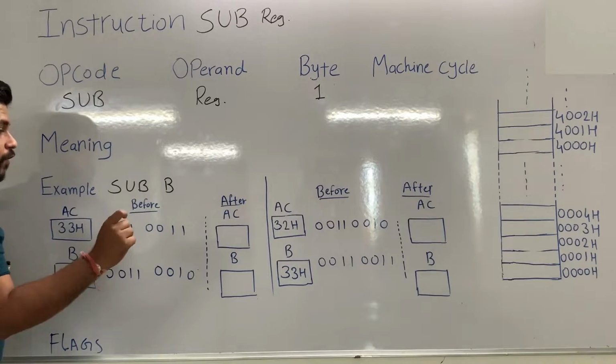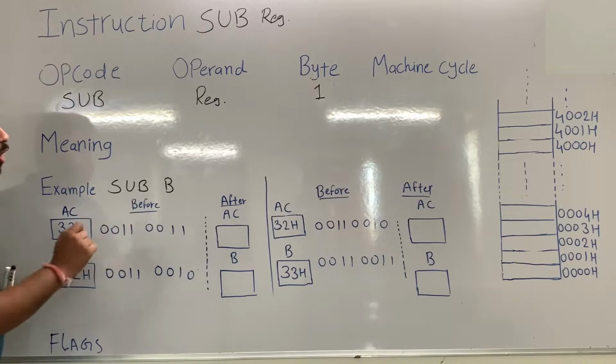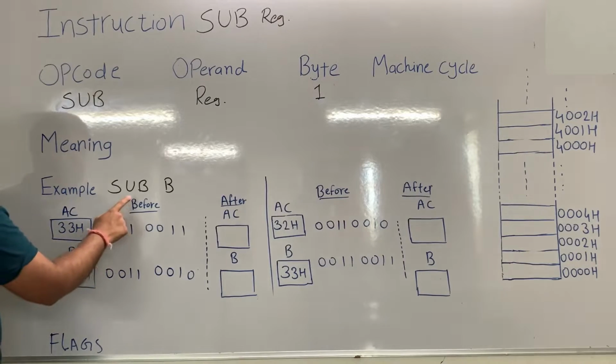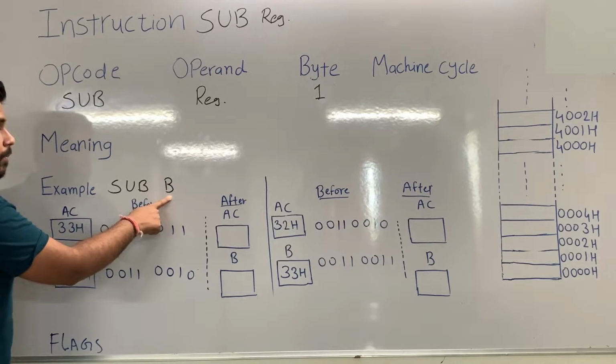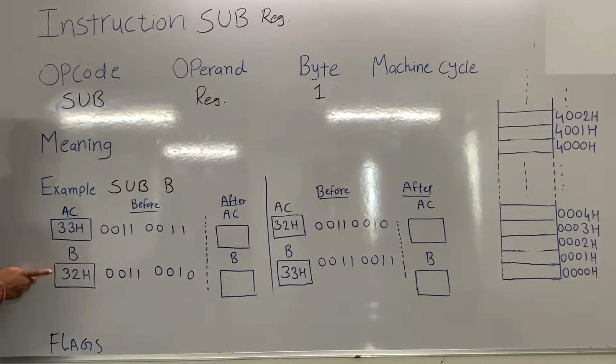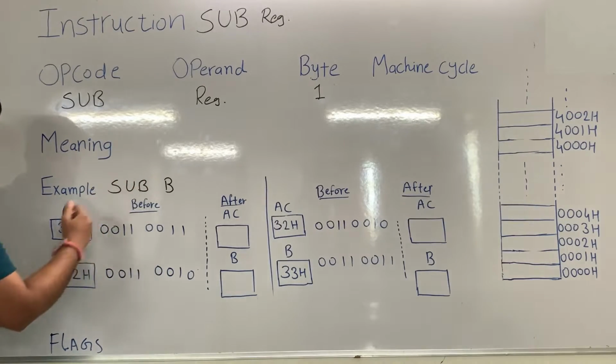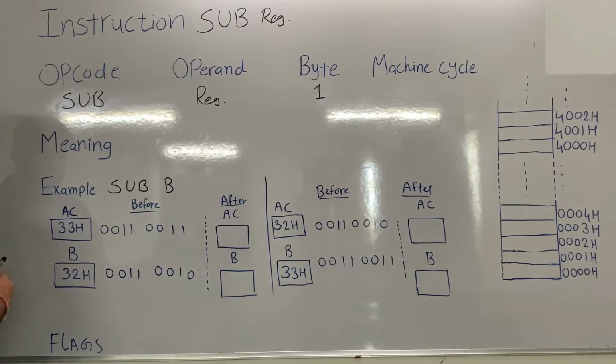Now to perform the subtraction, the microprocessor will use 2's complement method. So to subtract B from A, the microprocessor will first convert the B into 2's complement. So right now the content of B is 32H. In the binary, it is like this. To perform the subtraction, the microprocessor will perform 2's complement of register B. So what is a 2's complement? 2's complement, it means 1's complement plus 1.